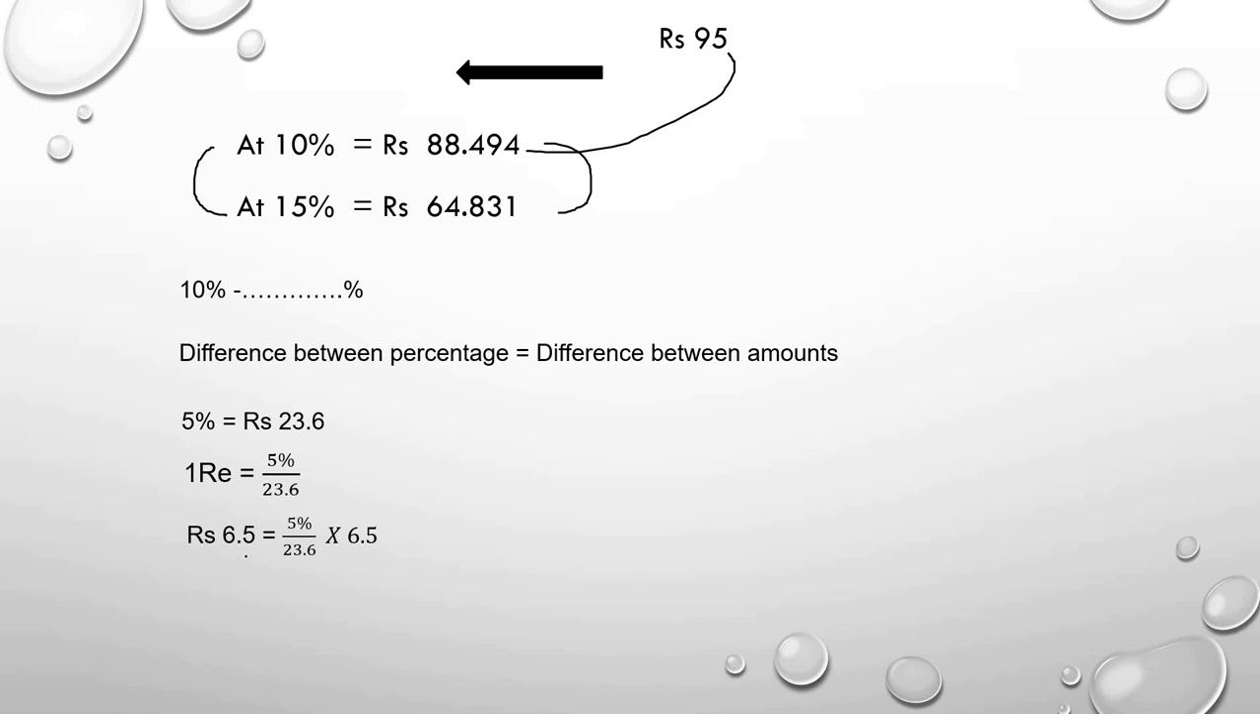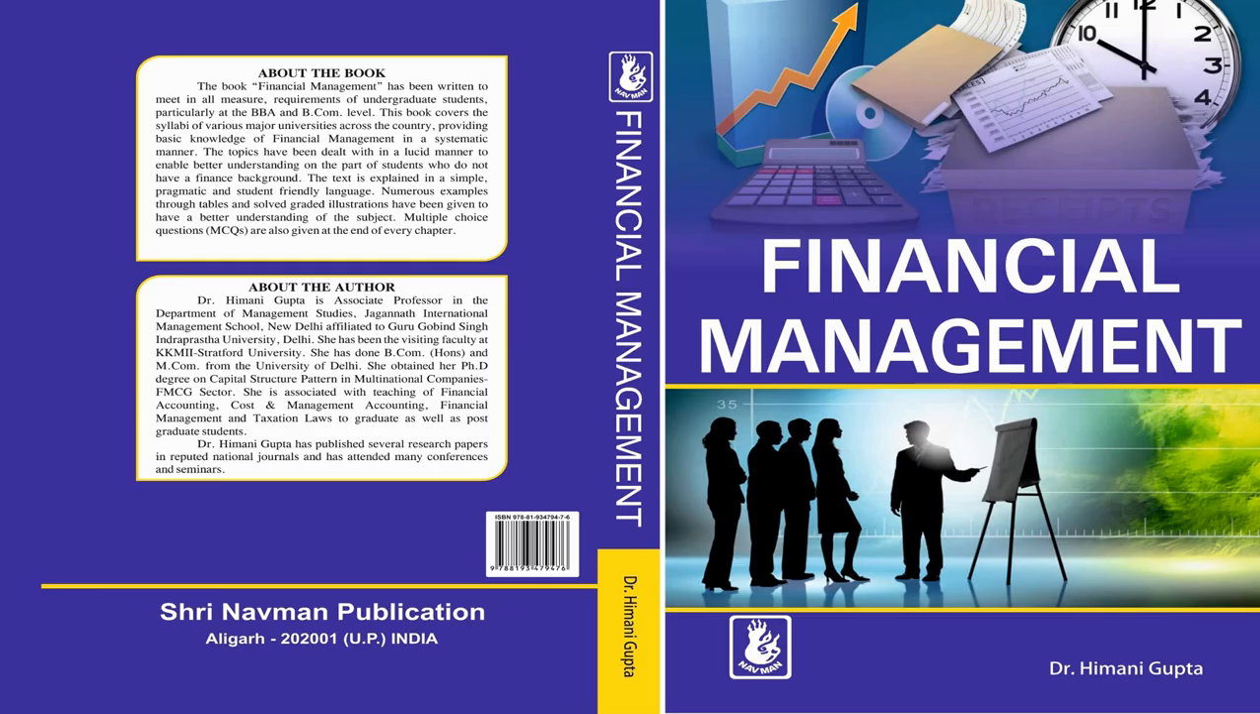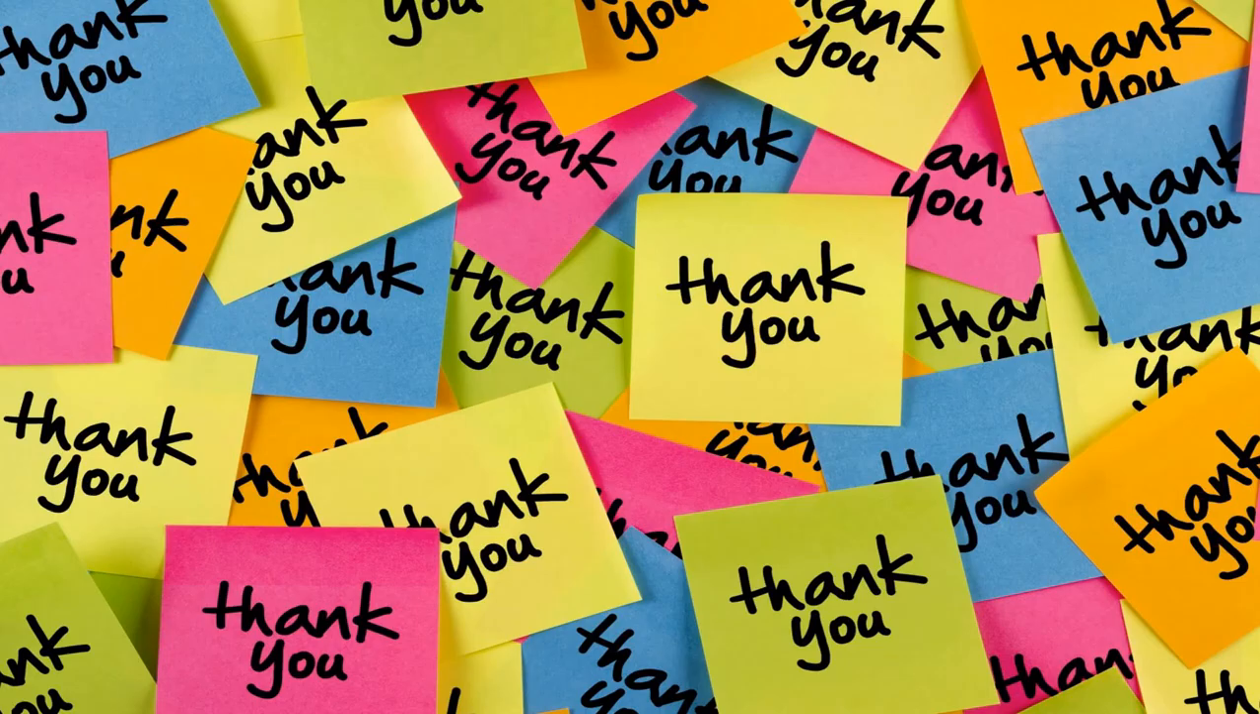So I calculate the percentage as 5 upon 23.6 into 6.5, which comes out to be 1.3. So I have to reduce this 10% by 1.3. So your answer is 8.7%. And if you remember, by the approximation method we got the same answer. So my KD is 8.7%. That's all for your cost of debt by the redeemable. For further reference, you can refer to my book, Financial Management. Thank you.